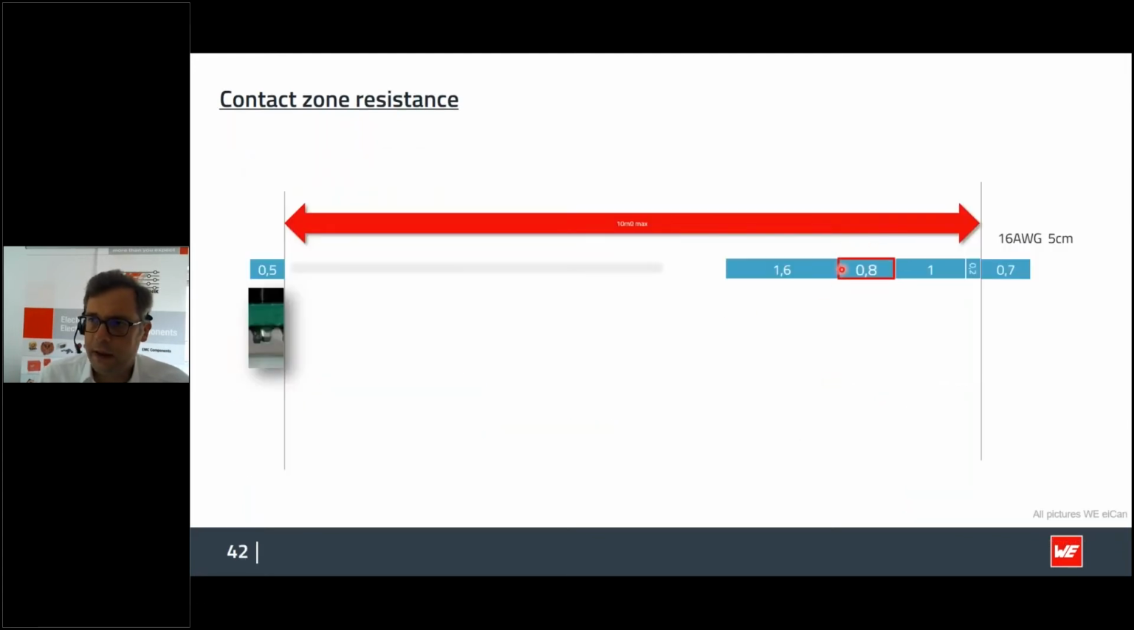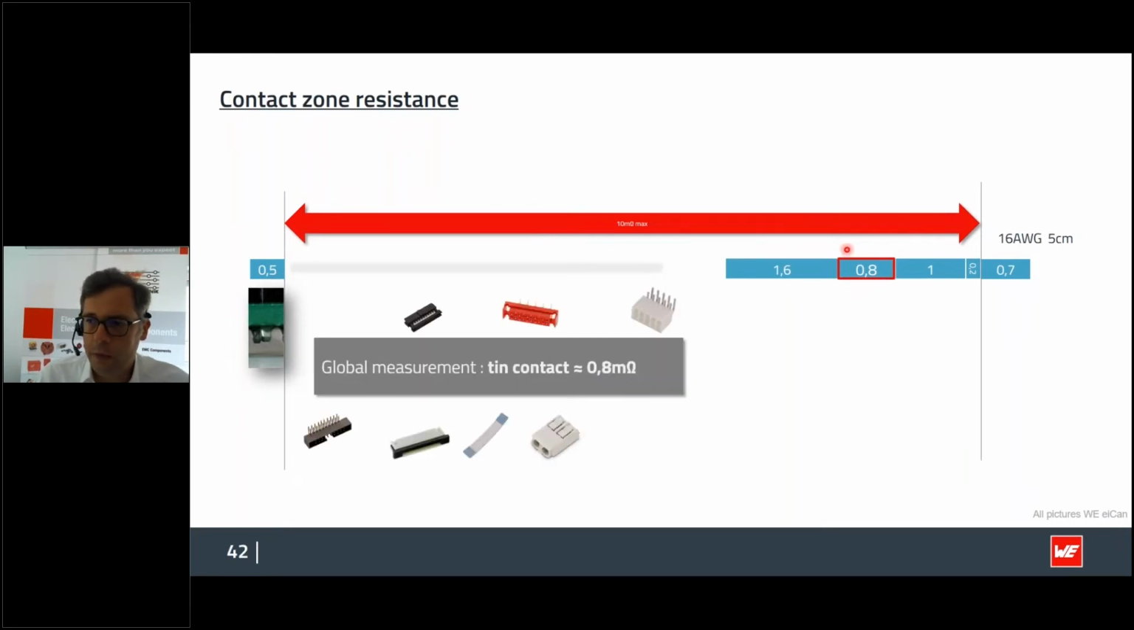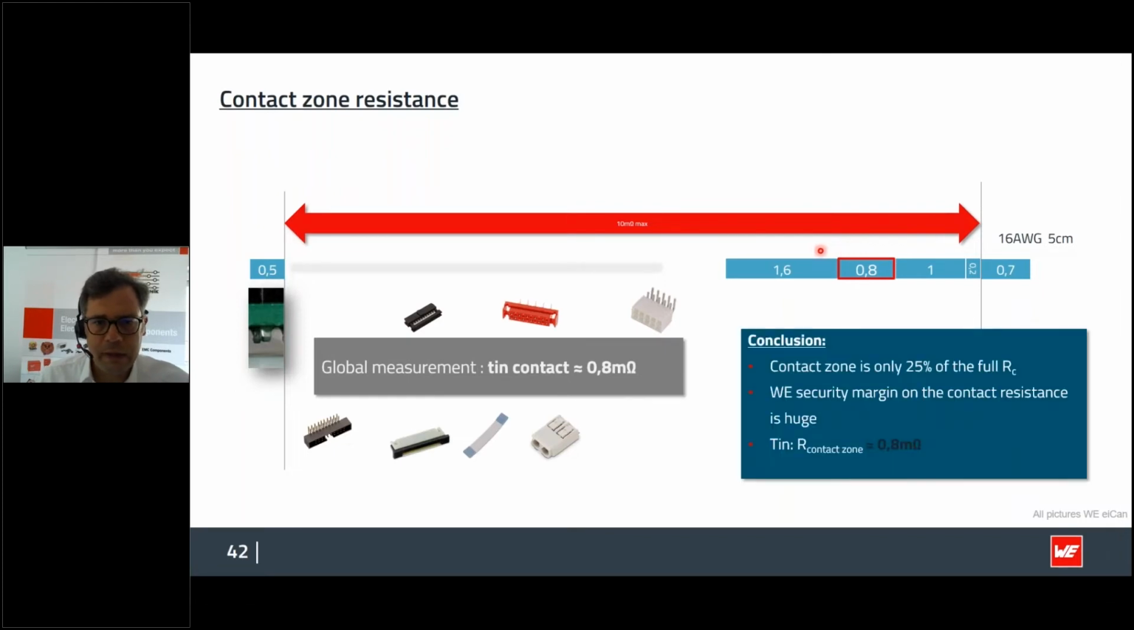So about the entire contact between male and female side, you do have 0.8 milliohms. That is also a very huge margin that we have. If you make a comparison between the general contact resistance, which is shown over here, about 10 milliohms, and the real contact resistance that you have, you can see that the security margin of our products is quite high.